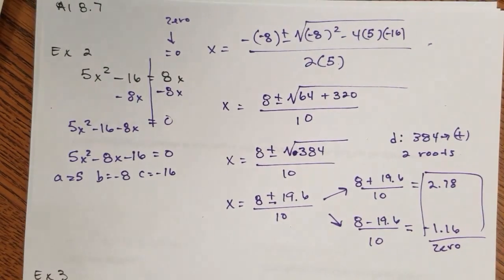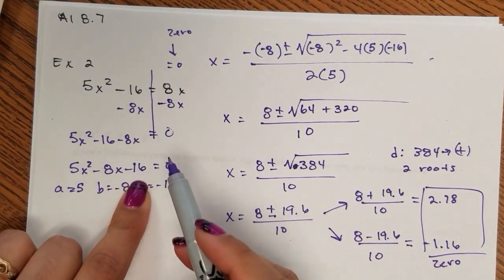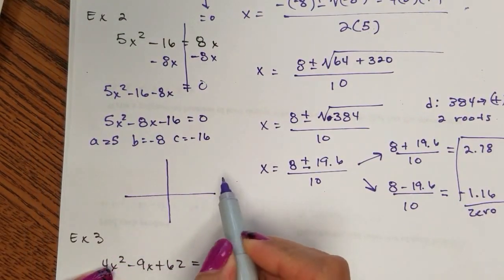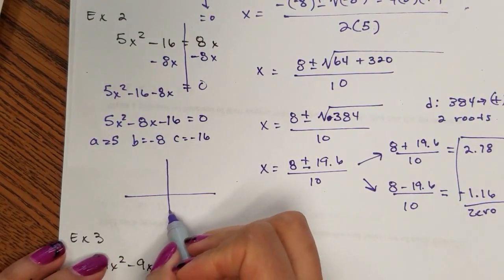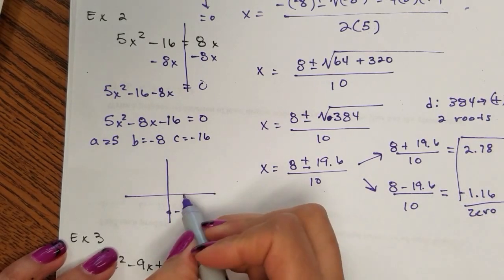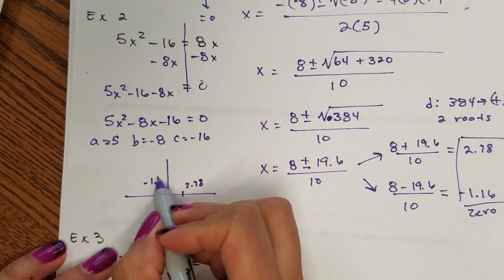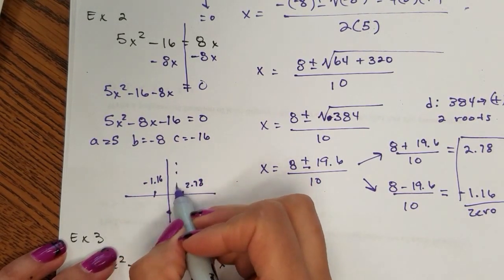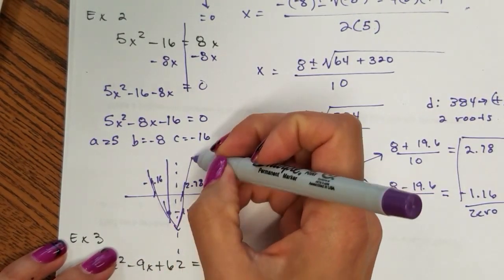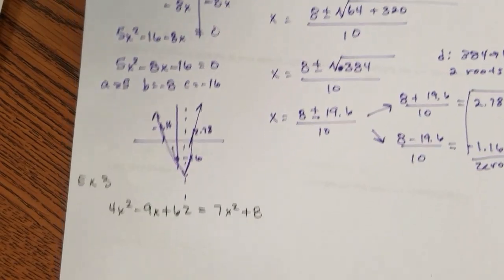So now there's a couple of pieces of information that we have. We know that -16 is our y-intercept. So if we wanted to sketch that, we know it's going to cross at -16. We know that we have zeros at 2.78 and at -1.16. So your axis of symmetry is somewhere over here, and your graph is going to look something like that. Okay, that's it for that one.